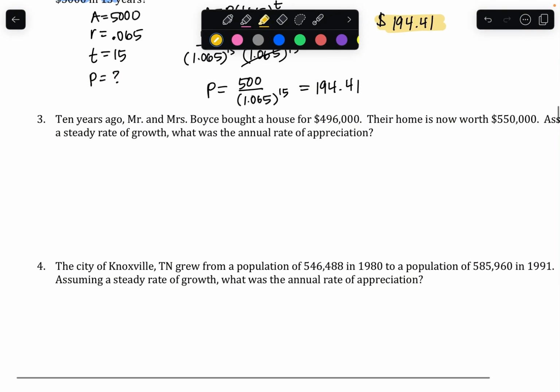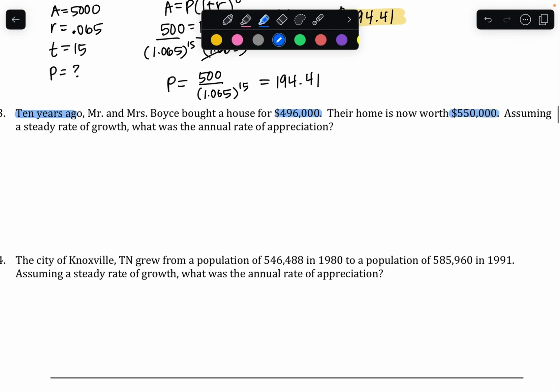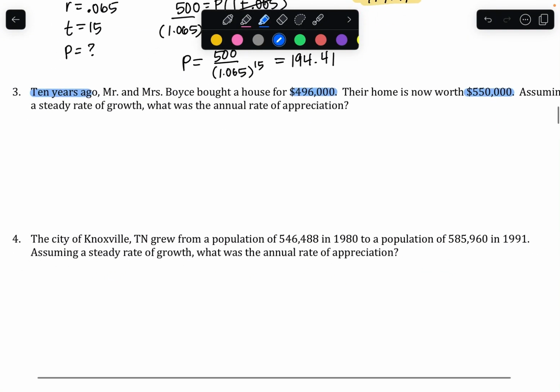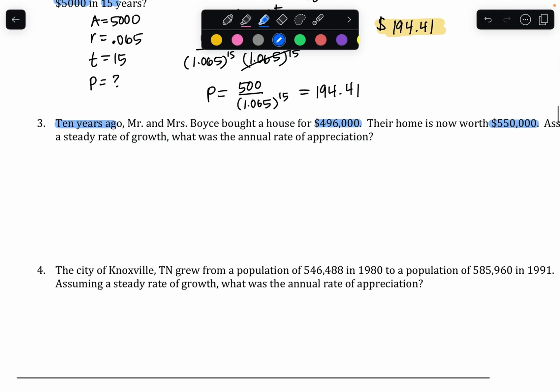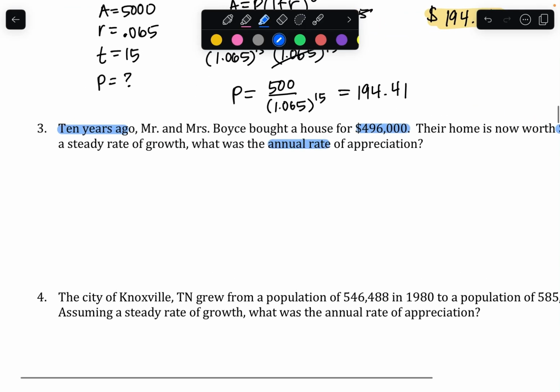Okay, 10 years ago, Mr. and Mrs. Boyce bought a house for $496,000. Their home is now worth $550,000. Assuming a steady rate of growth, what is the annual rate of appreciation? Appreciation means growth. Depreciation means decay.